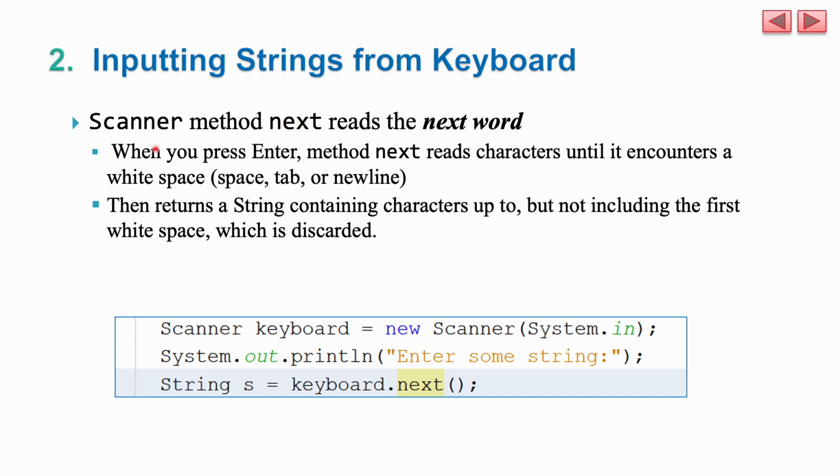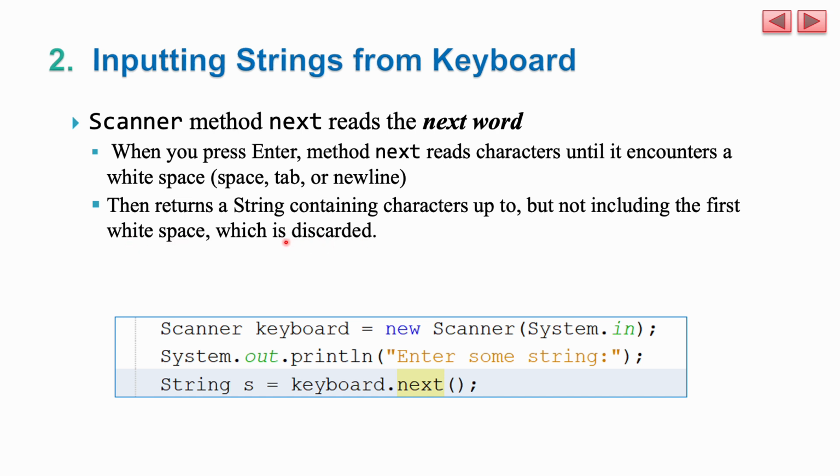This method reads the next word from the keyboard. In particular, when you press enter, method next reads characters until it encounters a white space, which is either a single space or a tab or a null character. Then it returns a string containing characters up to but not including the first white space, which is discarded.